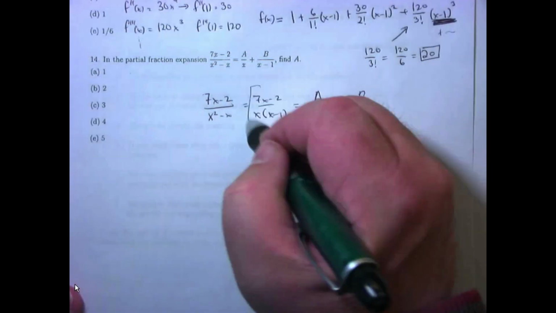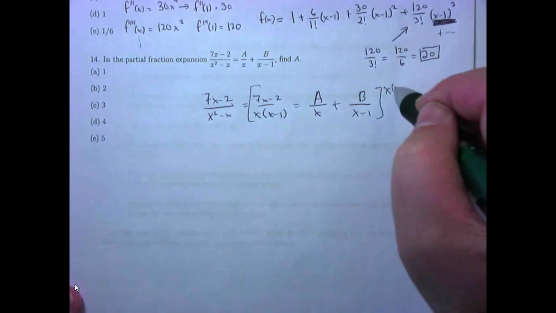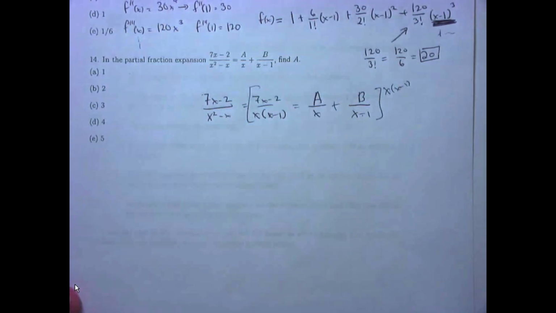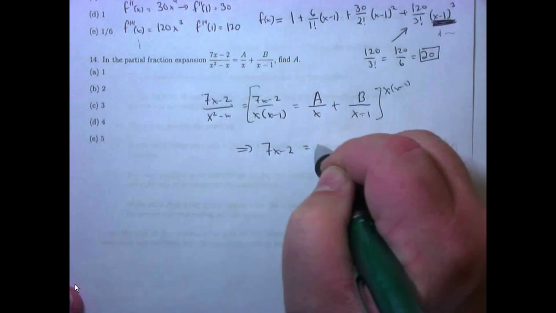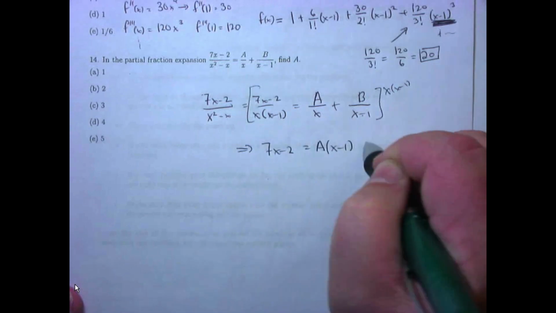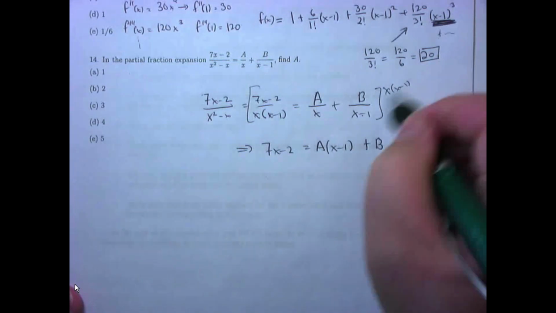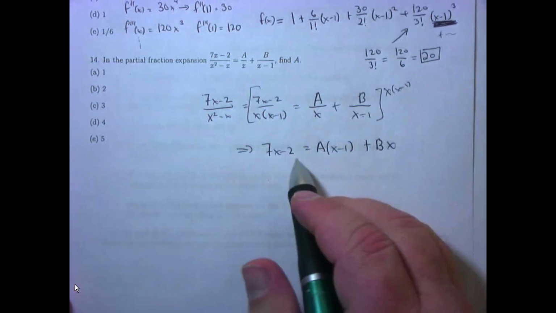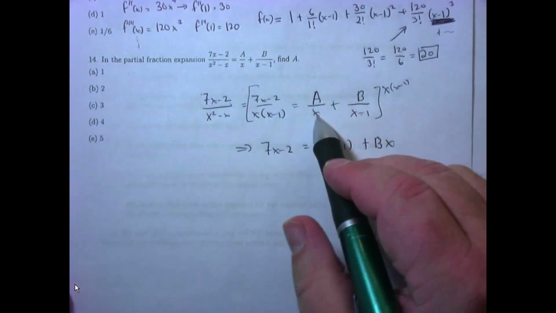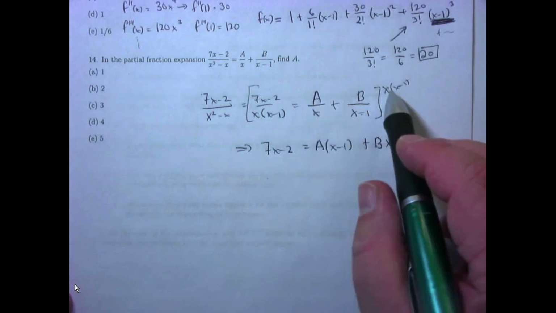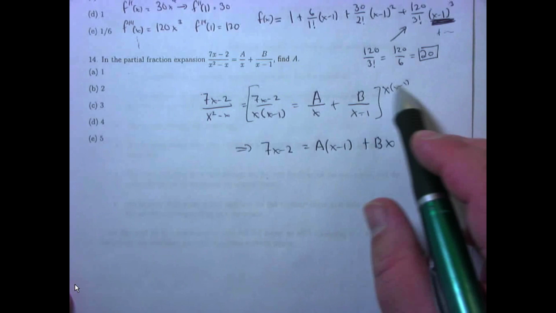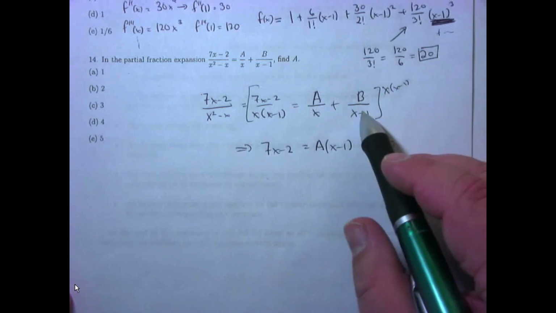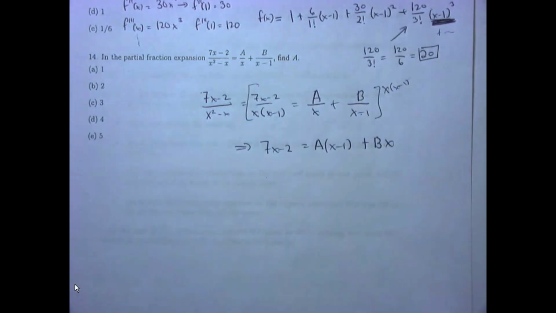Now I want to figure out what A and B are. I'm going to multiply by my common denominator, which is x times (x minus 1). Clearing denominators, this is going to give me 7x minus 2 equals A times (x minus 1) plus Bx. When I multiply A over x, the x is canceled, leaving me with A times (x minus 1), plus B over (x minus 1) times (x minus 1). The (x minus 1) is canceled, leaving me with the x.